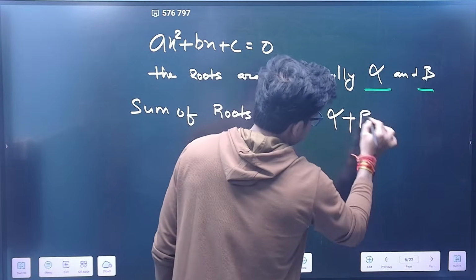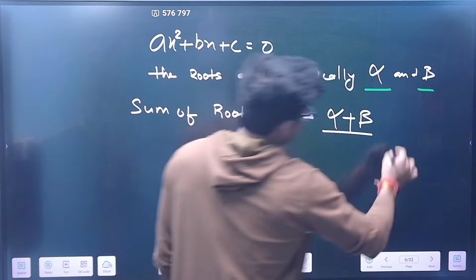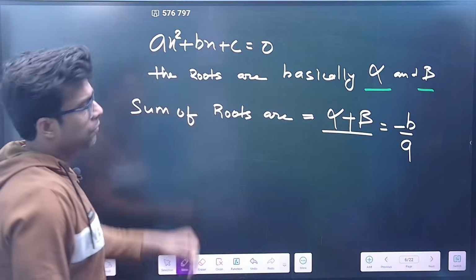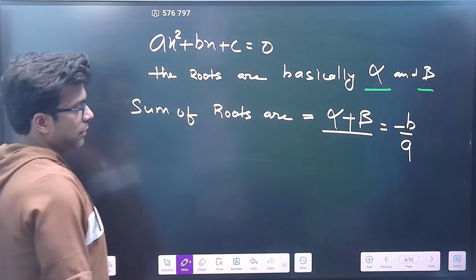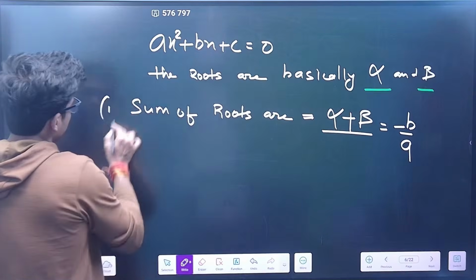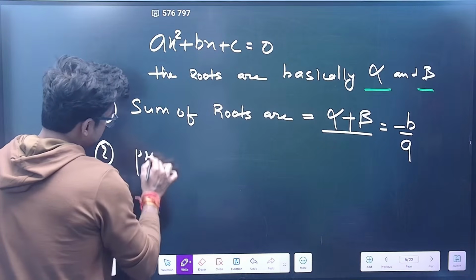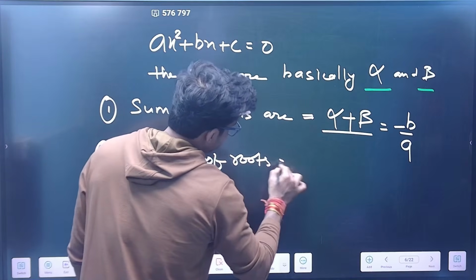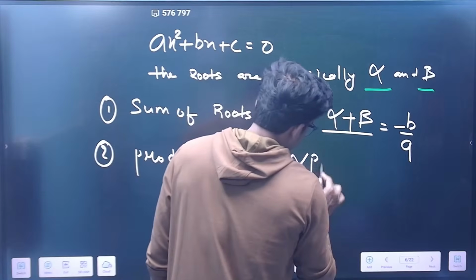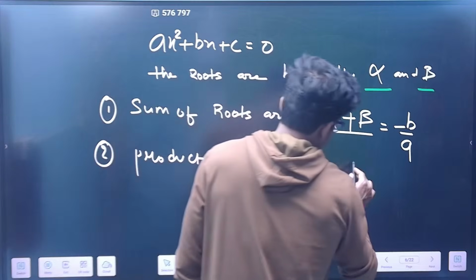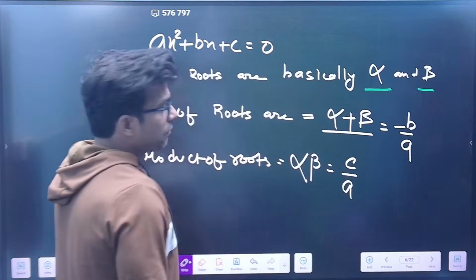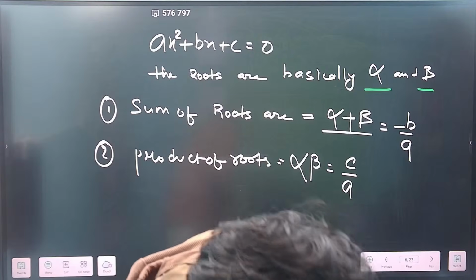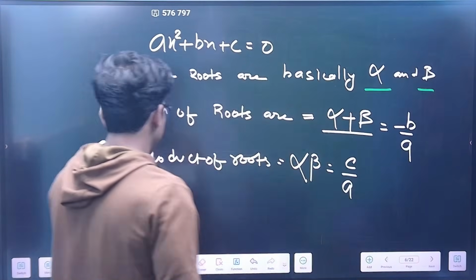Sum of roots is alpha plus beta, right? Which is equal to minus b by a. Minus b is the coefficient of x, a is the coefficient of x square. Always remember. Then this is point number 1. Point number 2, product of roots. The product of roots is alpha into beta, which is c by a, the constant term upon coefficient of x square.